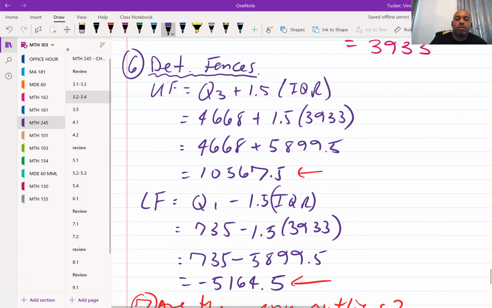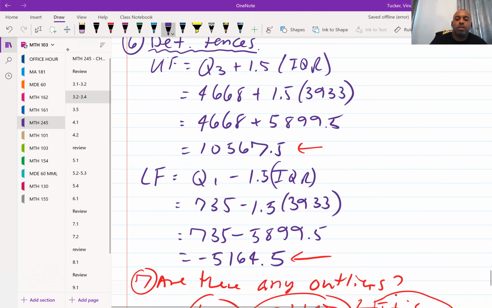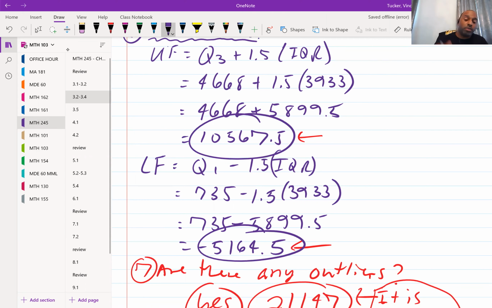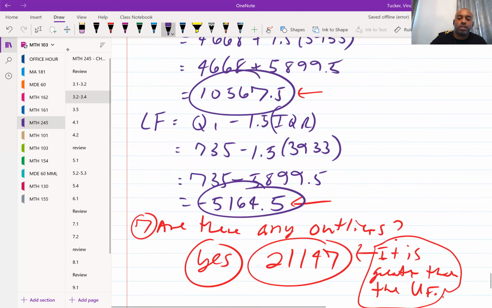All right, everybody good? So now the question is, are there any outliers? Remember what we said back in our steps. If something is greater than the upper fence, then it's an outlier, or if something is less than the lower fence, it is an outlier. So now you would take these values, go back to your data set and say, is there anything greater than 10,567? Is there anything less than negative 5164? And the answer is yes.